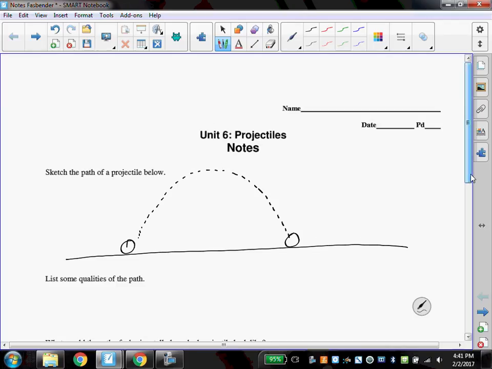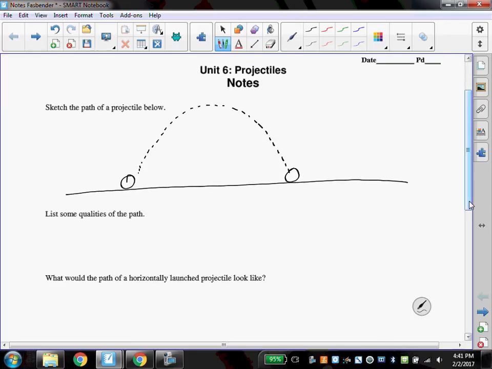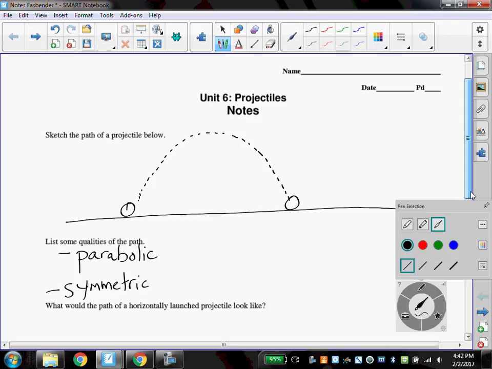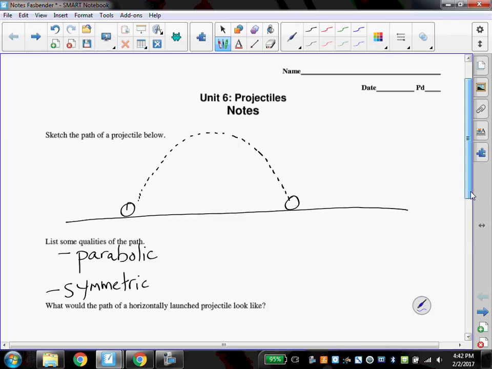Now let's list some qualities of this path. Well, some things to note about it is that it is parabolic and it is symmetric. Now it is symmetric in many, many ways. We notice that from the center line, right there, it appears that our shape to go up is the same as our shape to go down.